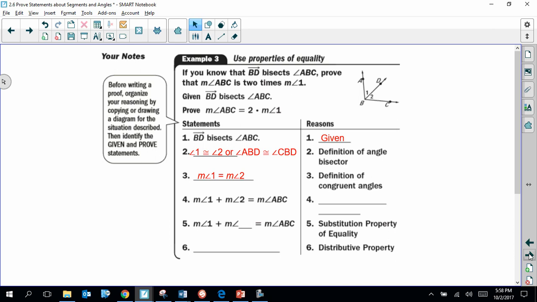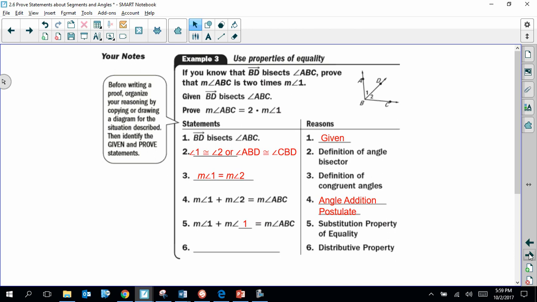Now, looking at the next step, in step 4, it says angle 1 and angle 2 added together equal angle ABC. Well, that's a clear example of using angle addition. So we call that the angle addition postulate. And since angle 1 and angle 2 have the same measurement in the equation that's listed in step 4, I can replace angle 2 with angle 1 again to show that because they're equal to each other, I can substitute one of them for the other in the equation.